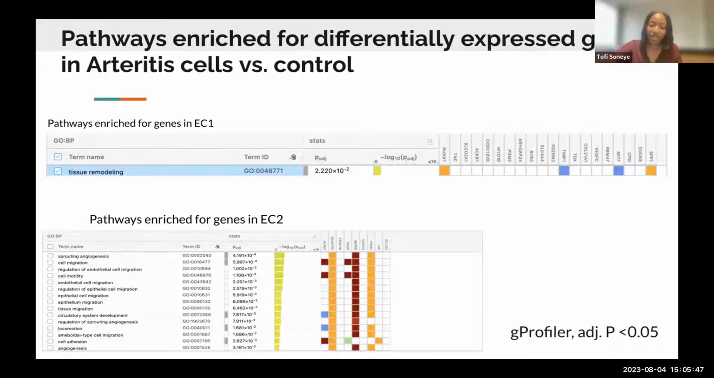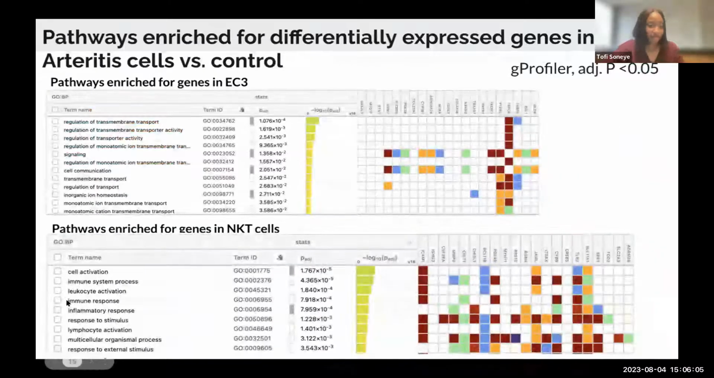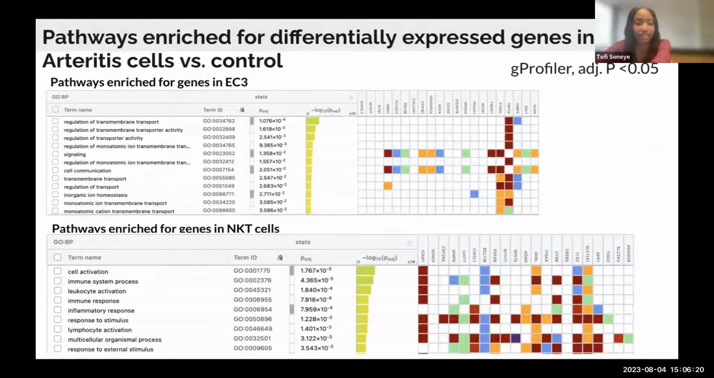We could see that it was enriched for cell adhesion, sprouting angiogenesis, and endothelial cell migration. As you can see here, a lot of the pathways involve various types of cell migration. And we found similar results for EC3. Here we saw that the genes in EC3 were more significantly enriched for pathways involved in membrane transport activity and homeostasis. And right here, the matrix boxes show us the genes that are actually driving this enrichment.